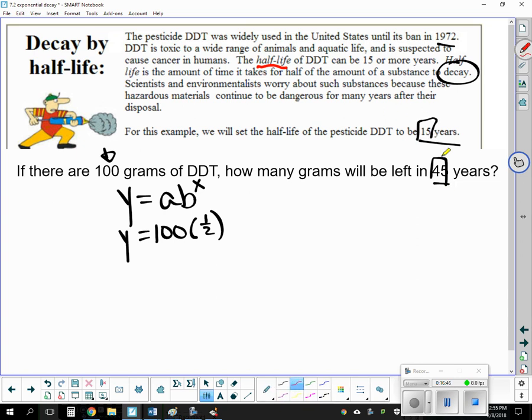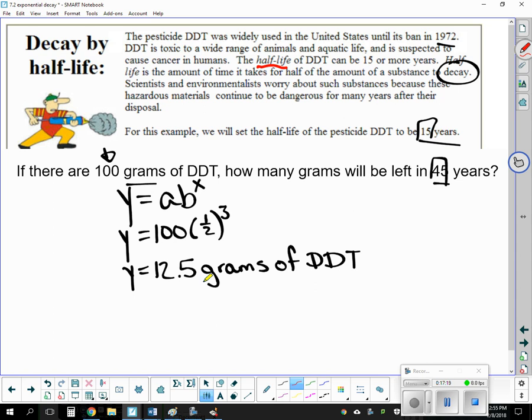It's 15 years. So if we are looking for a time period of 45 years and each half-life is 15 years, that's a total of 3 half-lives. So 100 times 1/2 to the third power gives us 12.5. It's a word problem, so we want to label it. 12.5 what? 12.5 grams of DDT. So you can see why this would be a problem. After 45 years, you still have 12.5 grams of this stuff left.